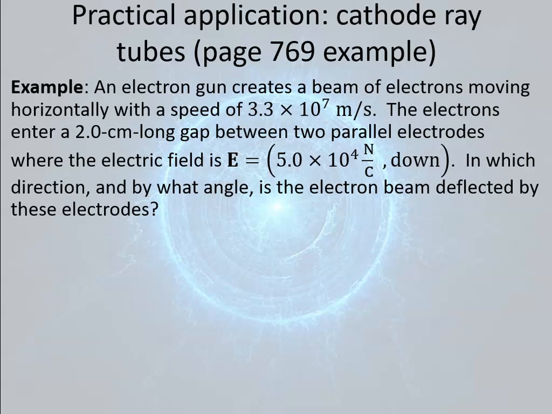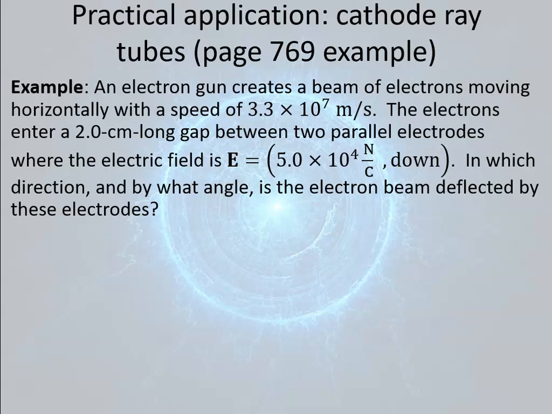So here's an example. Let's say you have an electron gun creating a beam of electrons moving horizontally at 33 million meters per second. Well, that's a typical speed for an electron. It's over a tenth of the speed of light. But here we'll pretend that we don't need to deal with relativity. Our result will still be correct to within better than 1% at that speed.